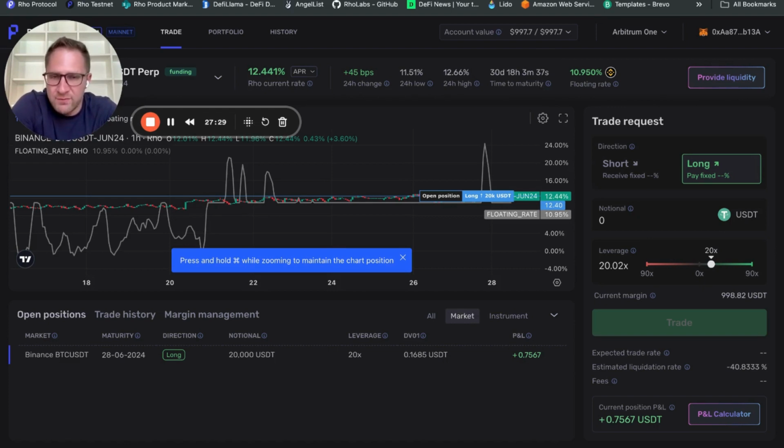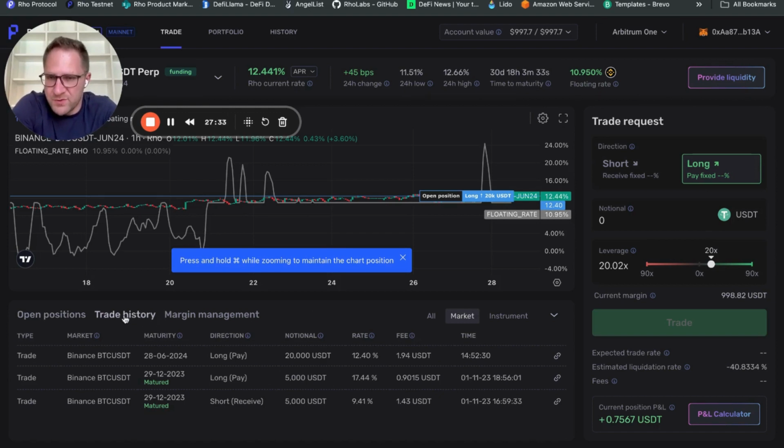So now, a couple of things we need to go through, right? We could also see the trade history screen here, right? And this is the last trade we've done on this account. The fee was actually 1.94 USDT, my apologies, but still relatively small for the $20,000 trade. We traded at 12.4% rate.